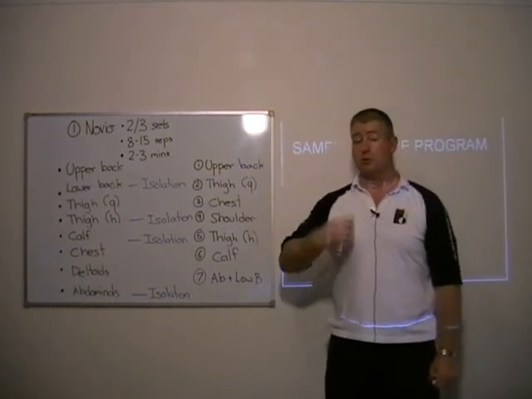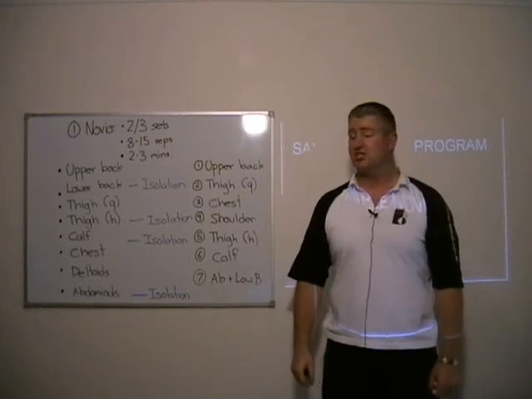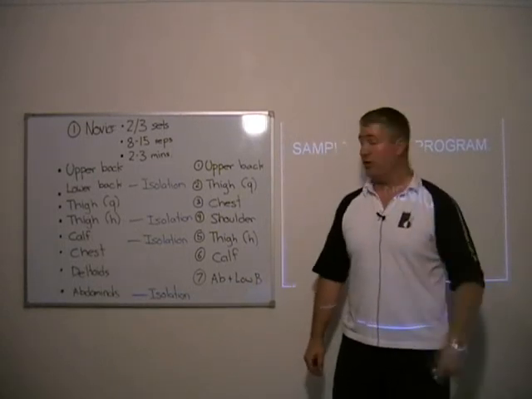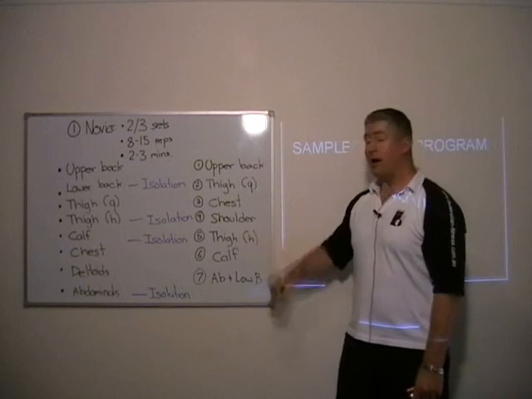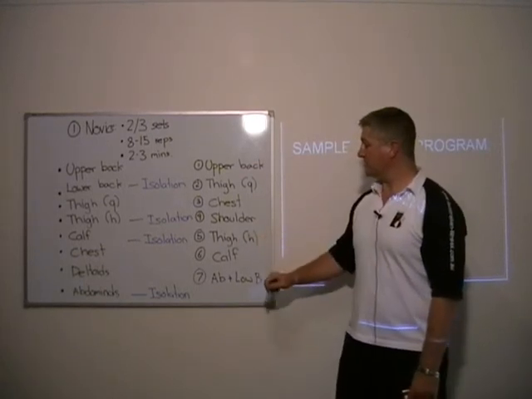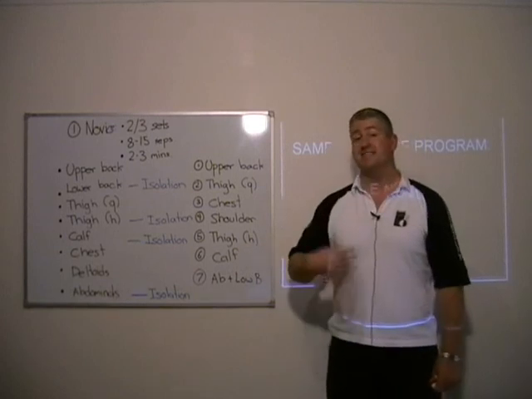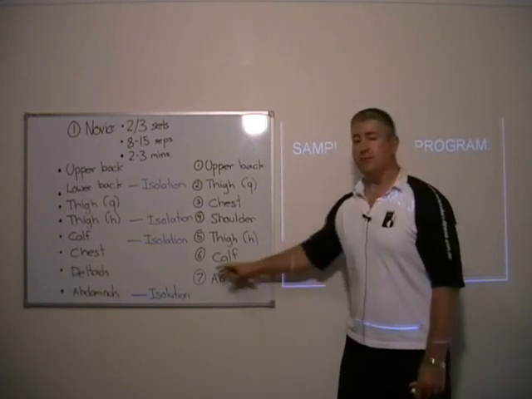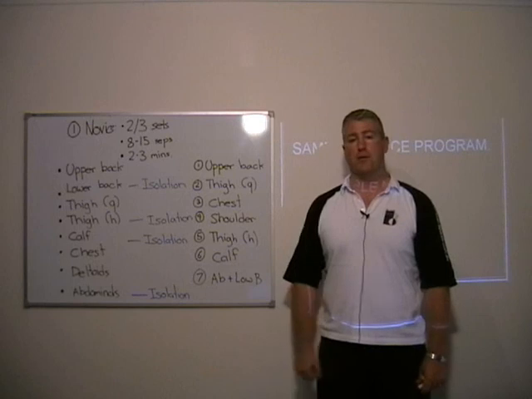Remember, it's a novice, so we want to try to focus most of our attention in machine weight environments so they learn the movement. Thigh, we do leg curls or hamstring curls as an isolation exercise. Calf raises as an example for the calf. And then we jump on the mats and do abs and lower back.